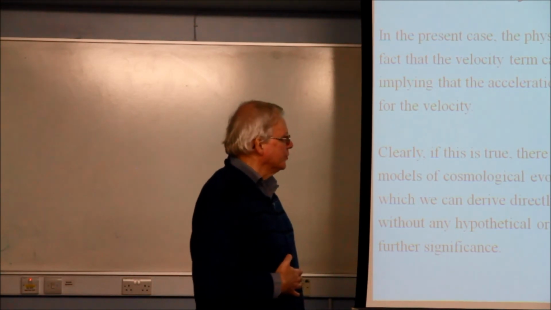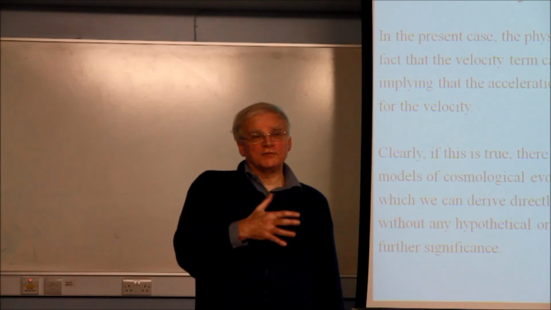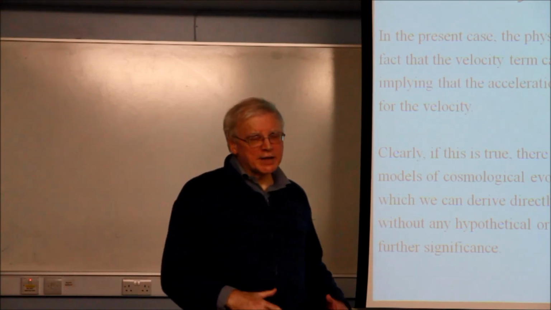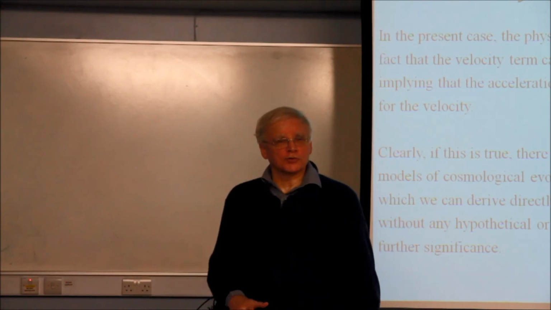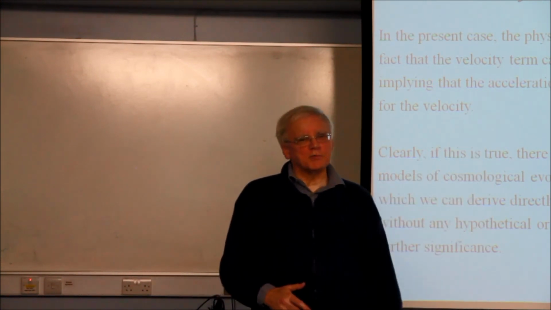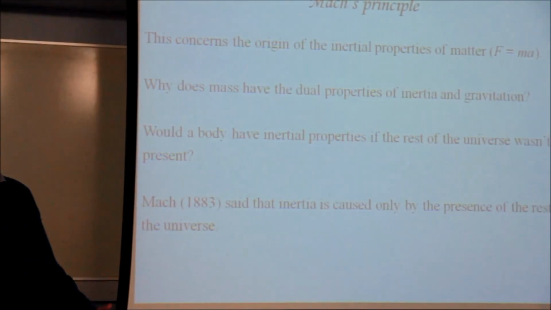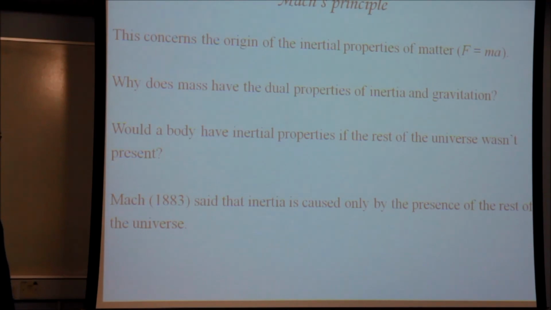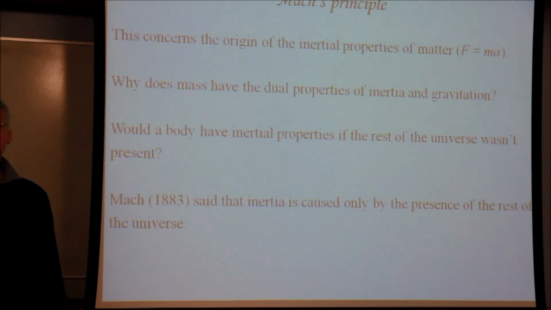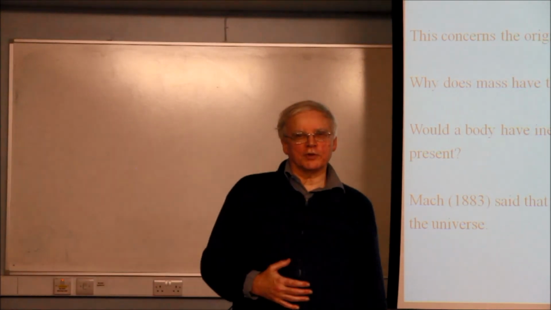We can derive another equation from the same starting point as well, which gives us an extra possible angle on this concept. And we don't need any model-dependent hypothesis whatsoever. It's just pure mathematics. We've not assumed any model whatsoever. This is about the inertial properties of matter. Basically, why does F equal ma? Why does mass have dual properties, inertia and gravitation? Why doesn't it just have one of them? And would a body have inertial properties if the rest of the universe wasn't there?